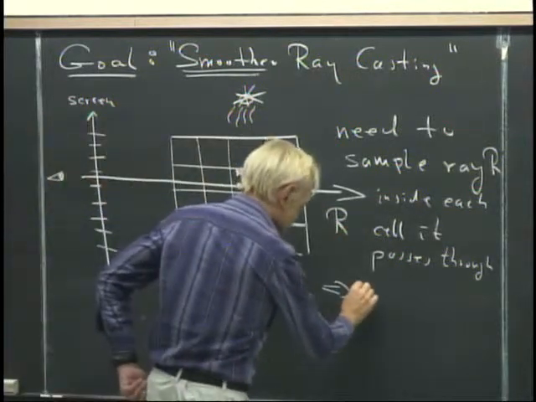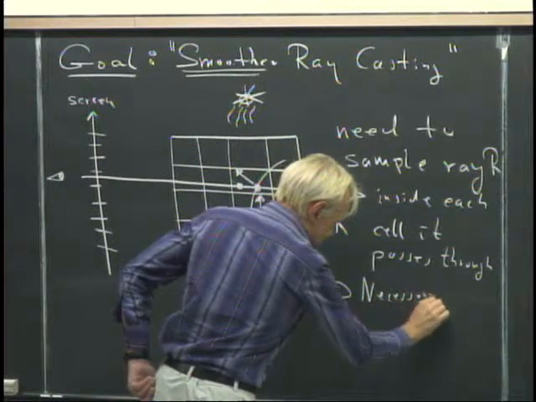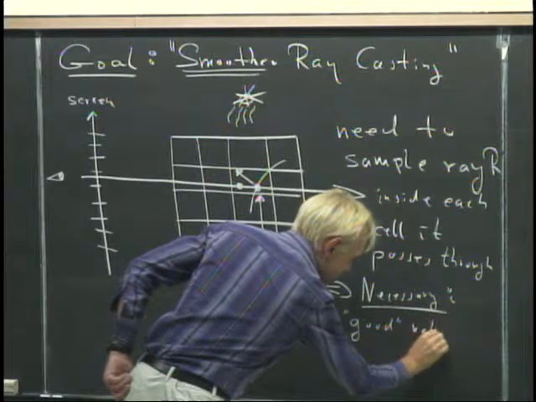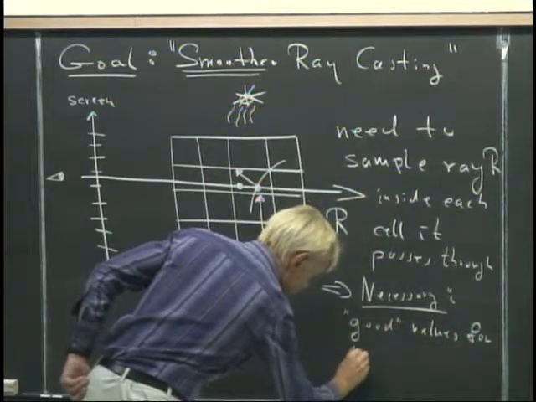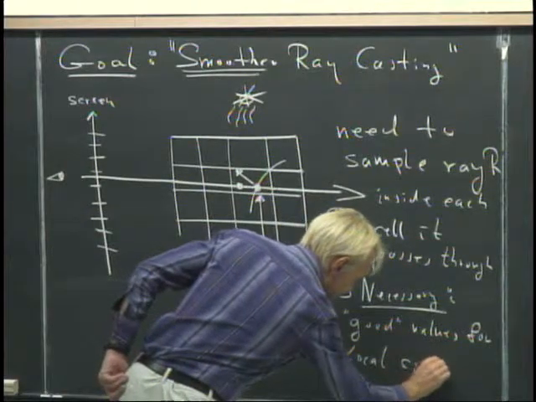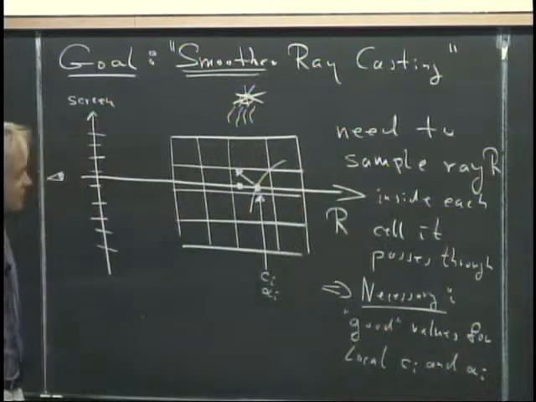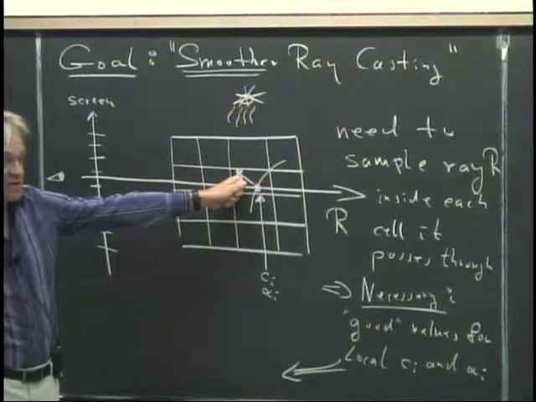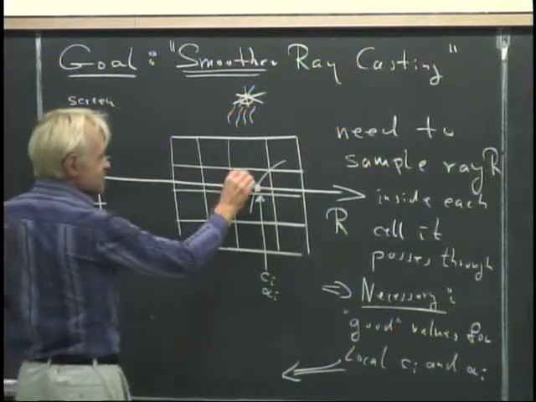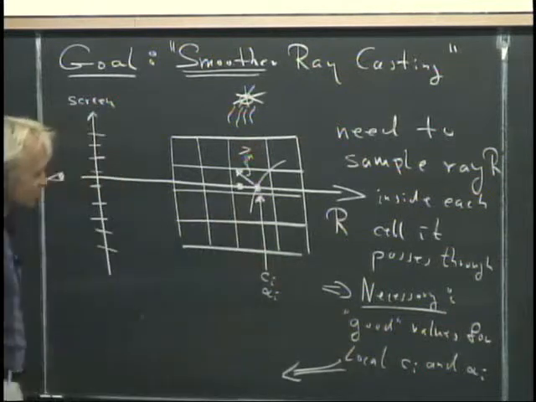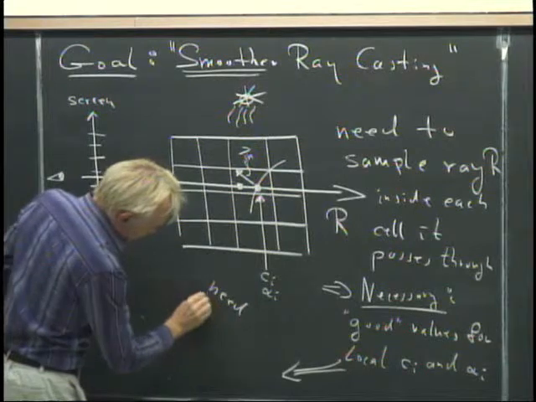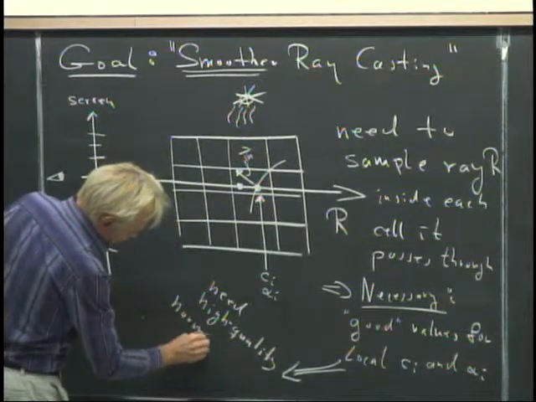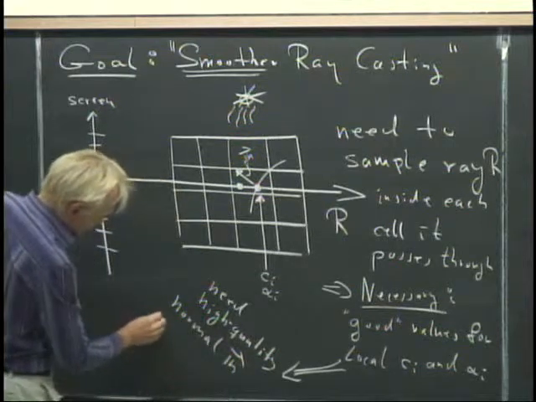So we need good values for these local color Ci and alpha I. Okay. And as a consequence of that, we need high-quality normal vectors, and the normal vectors are the gradients of the function we compute over that element. Okay, so this is our normal vector, n for normal. We need high-quality normal n estimates.